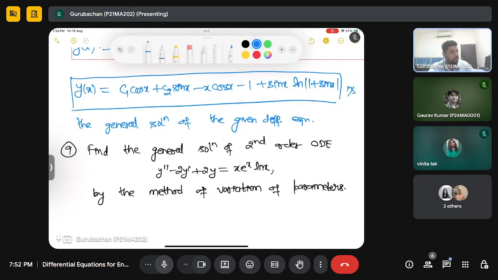Clearly, we have been given a second order differential equation with constant coefficients, but here in the RHS we do not have a simple function. So again we have to take the help of the method of variation of parameters. So the approach is similar to question number 8. Try this one first yourself, then we will discuss.